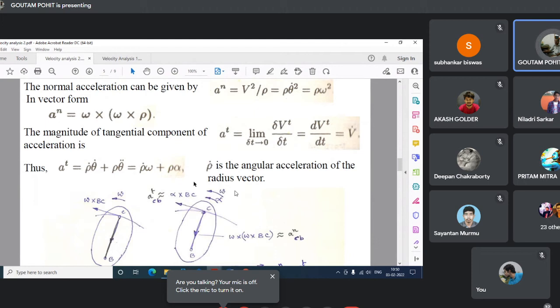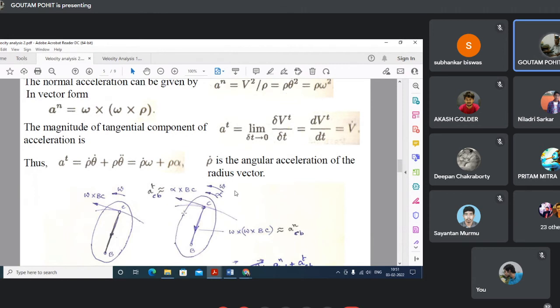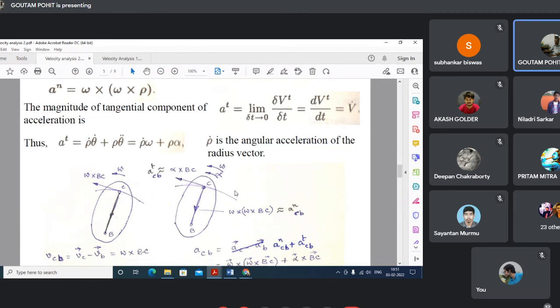Now, with this concept, we can find out the relative velocity and relative acceleration. Suppose a link, this link, which is having some motion, both translation and rotational motion. So what will be the velocity of the point C with respect to B? It will be omega into BC, if BC has a constant angular velocity. And VCB will be equal to VC minus VB, which will be equal to omega into BC.